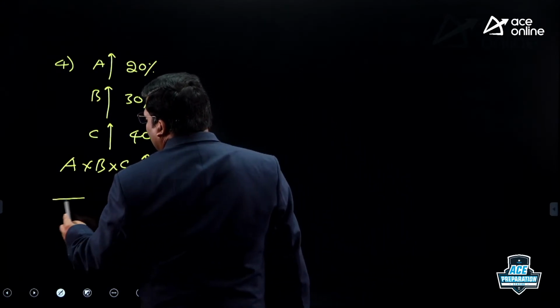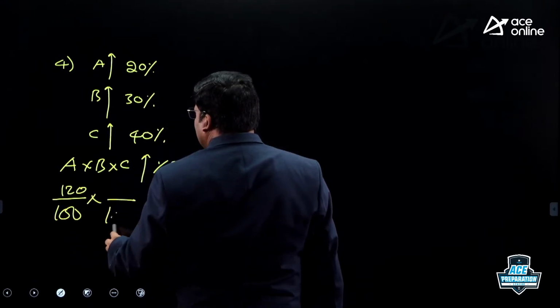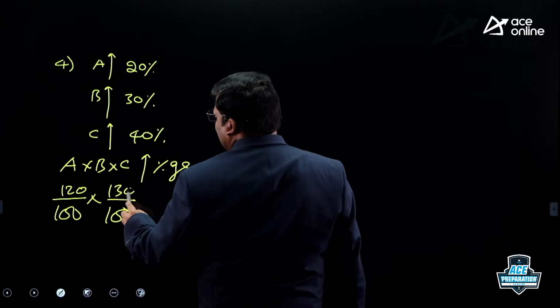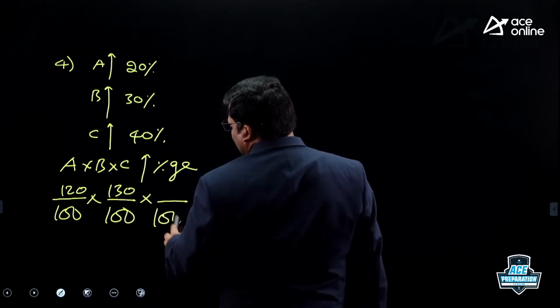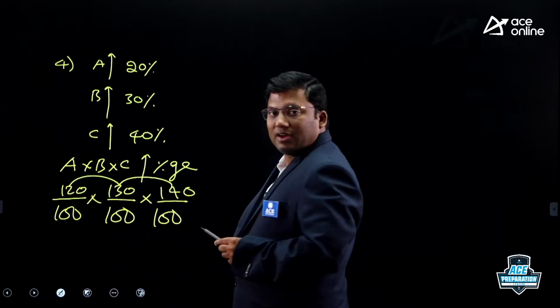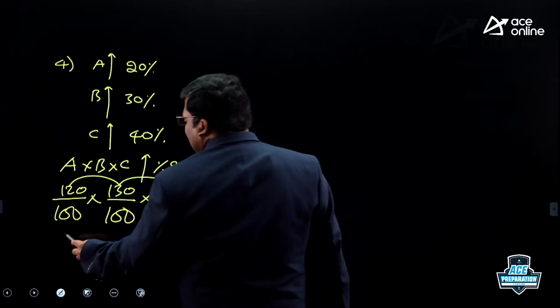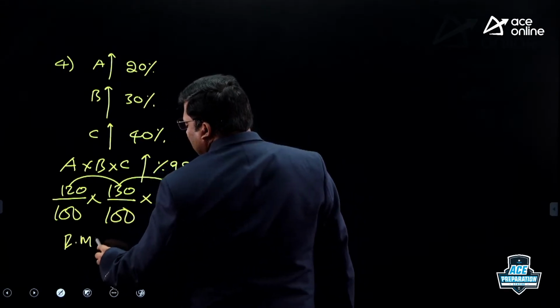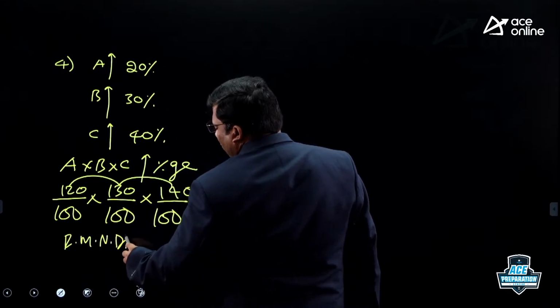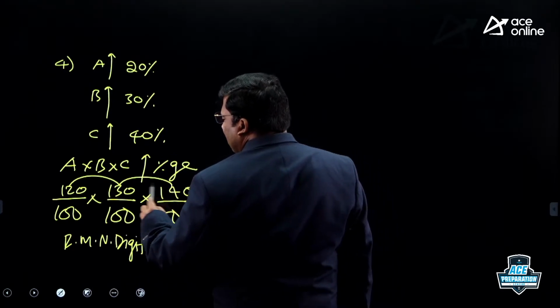Simple. On 120 increase, it is 120. On 130 increase, 130. On 140 increase, 140. Rightmost non-zero digit: 4 3s are 12, 12 2s are 24. Answer rightmost non-zero digit should be 4. And what should be the digital sum?